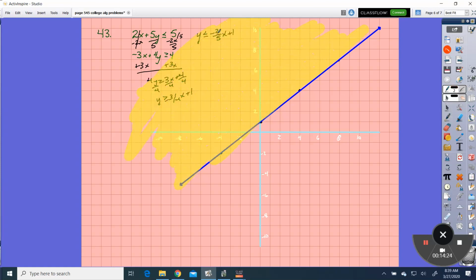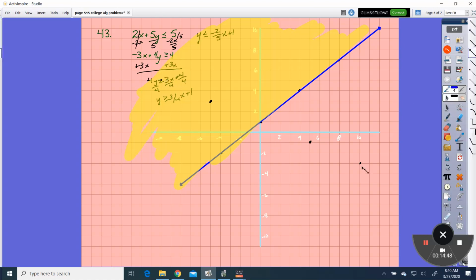And now I do this one. I start at 1. I go down 2 over 5. Down 2 over 5. Or I could do backwards, up 2 left 5. Up 2 left 5. Connect my dots.